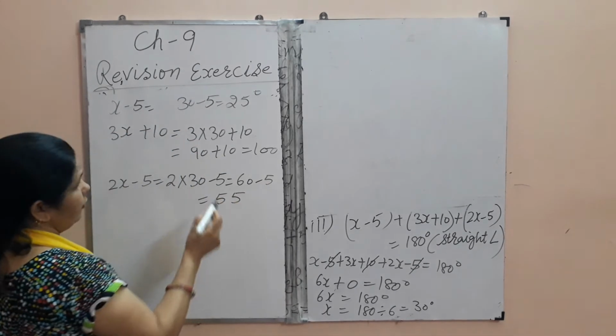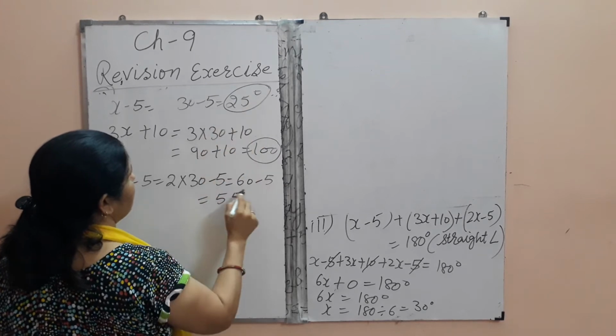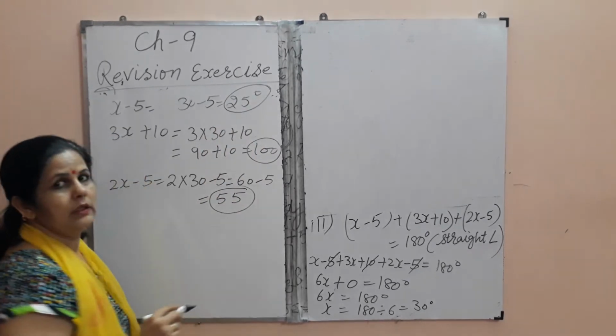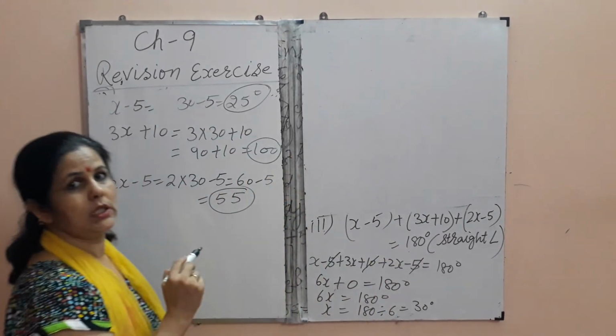Now we will add all these three angles, 100, 25 and 55. The sum will be 180 degree. So we have equated it equals to 180 degree.